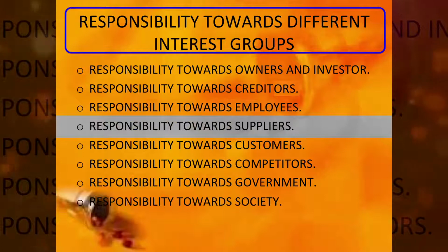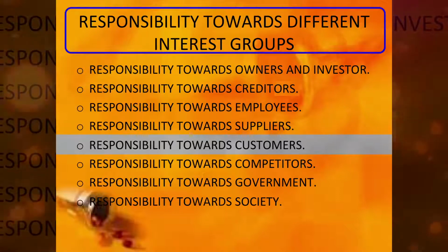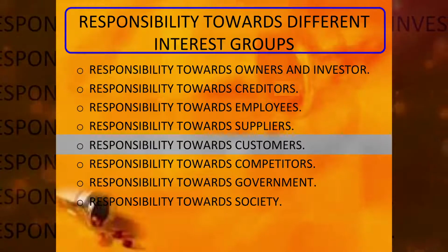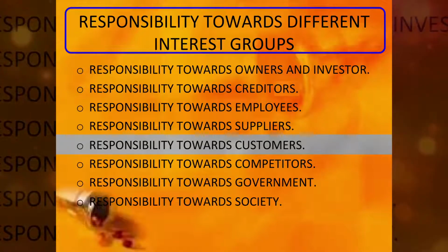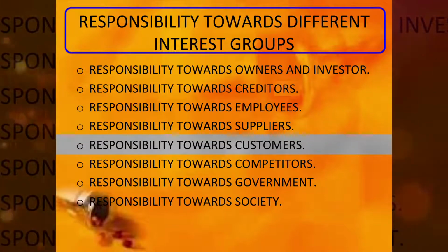Next, responsibility of business towards suppliers. The responsibilities of business towards suppliers are giving regular orders for purchase of goods, dealing on fair terms and conditions, and availing a reasonable credit period. Next responsibility of business is towards customers. Products and services must be able to take care of the needs of the customers. There must be regularity in supply of goods and services.